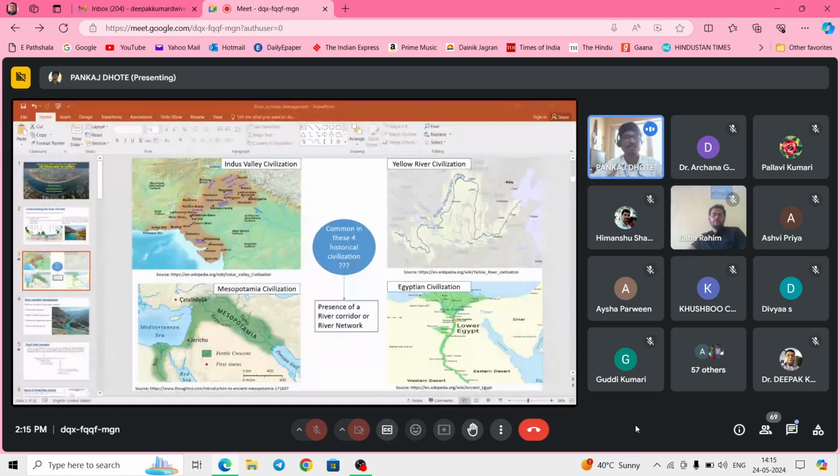In layman's terms, floodplain zonation is basically the marking of the area which has the probability of getting inundated during the monsoon season.